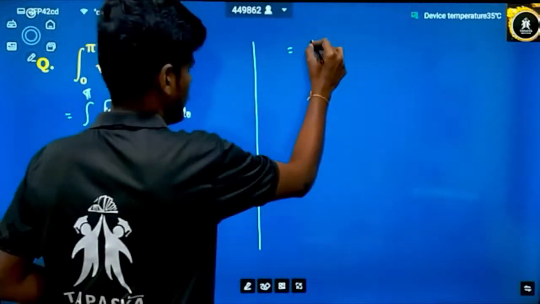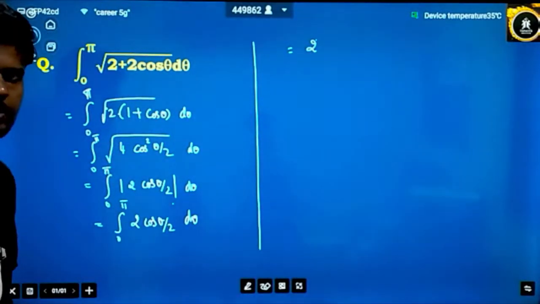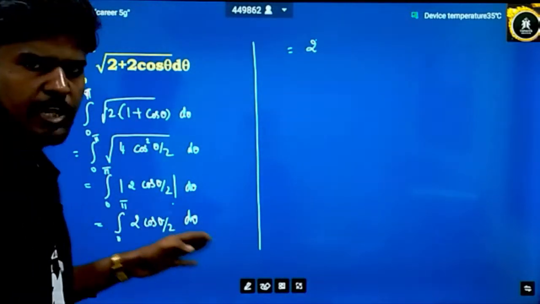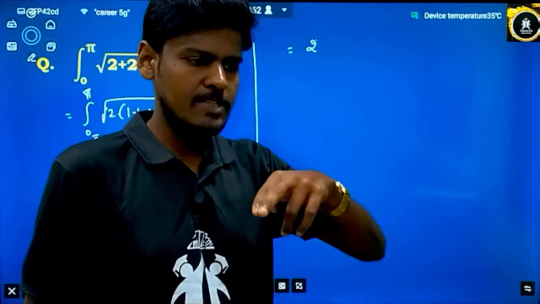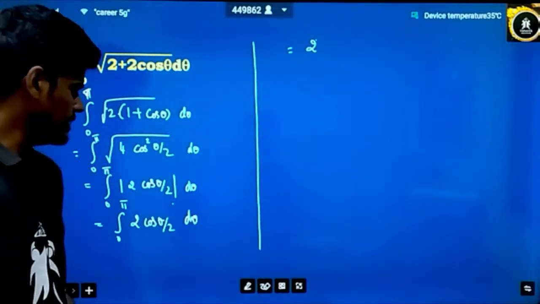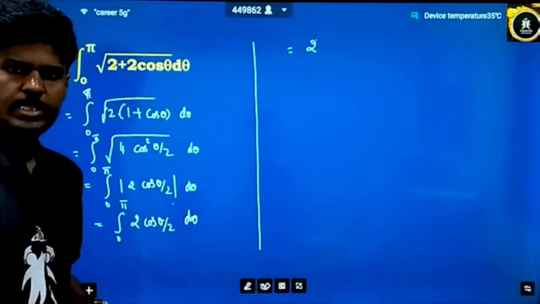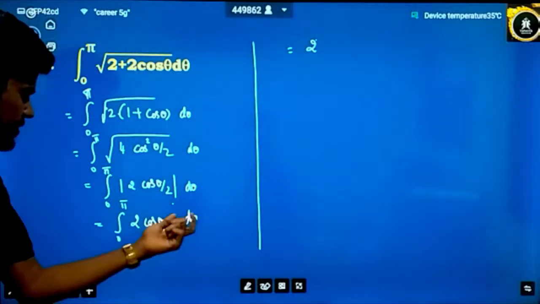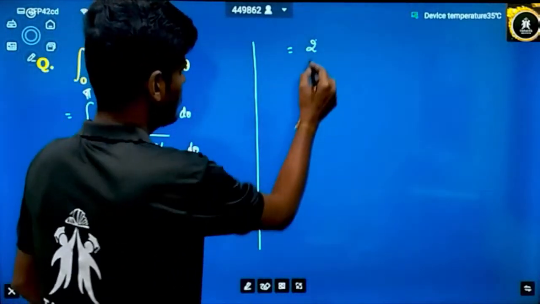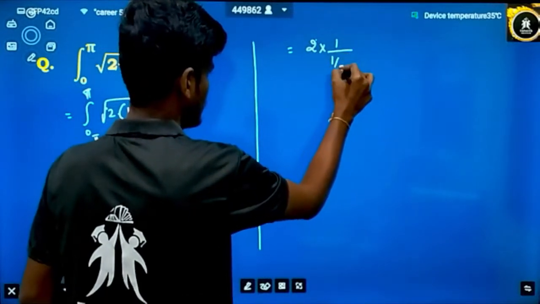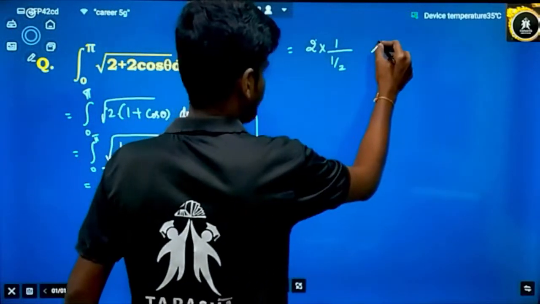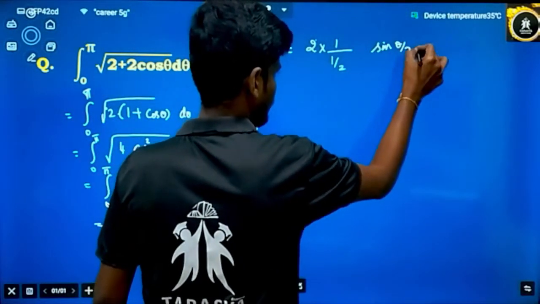Now this is equal to, 2 is a constant, we can take it outside. Integral of cos theta by 2. What we need to do? Integral of cos x by 2: we have to find the integral of cos, and when it is a linear term, we have to divide by the coefficient of x. Here the coefficient of theta, the variable of integration, is 1 by 2. So we divide by 2, that is multiply by 1 by 2. That will be 2 into 1 by 2 into integration of cos, which is sine of theta by 2.